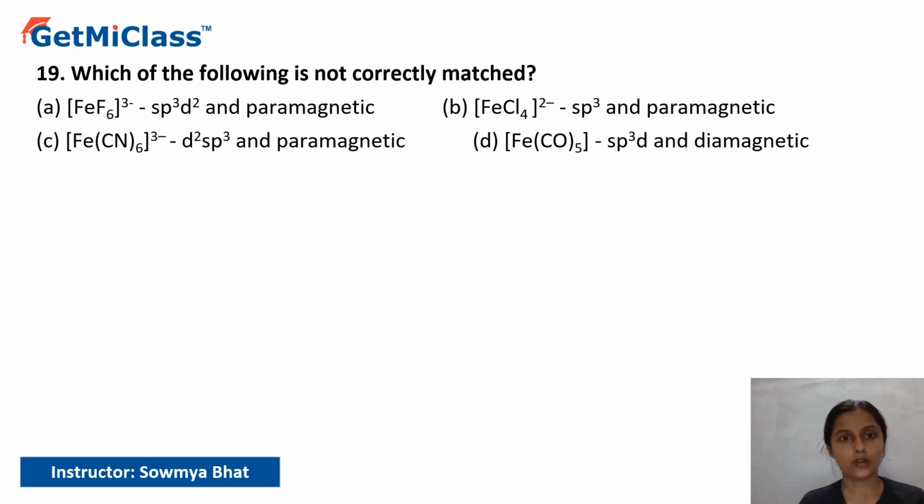Which of the following is not correctly matched? We are given four complexes and their hybridization as well as the magnetic property. So the first complex is FeF6 3 minus.